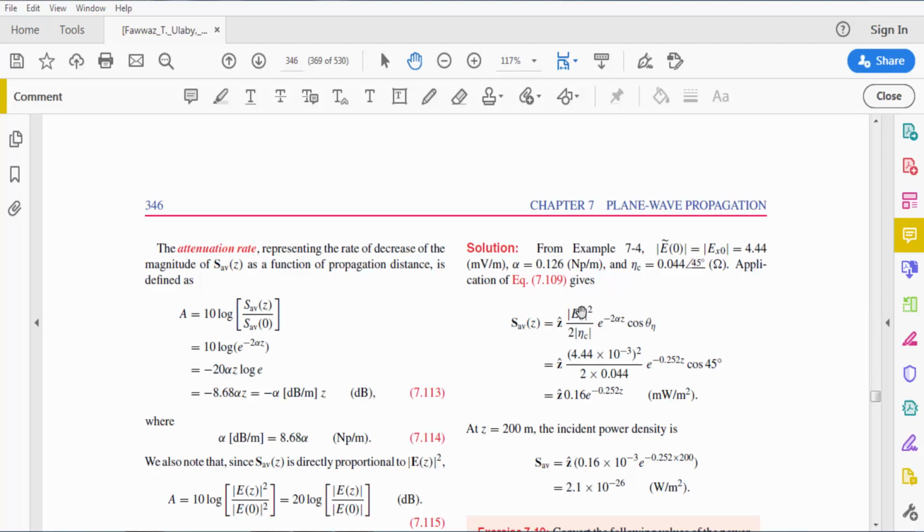The magnitude of the electric field has been calculated as 4.44 times 10 to the minus 3, that is 4.44 millivolt per meter. The magnitude of the intrinsic impedance is 0.044. The alpha is, I think, 0.126. And the phase between the electric and magnetic field was 45 degrees. So in the end we get this formula, and because we need to calculate at 200 meters, where the submarine is, the power density will be 2.1 multiplied by 10 to the power minus 26 watt per meter squared.